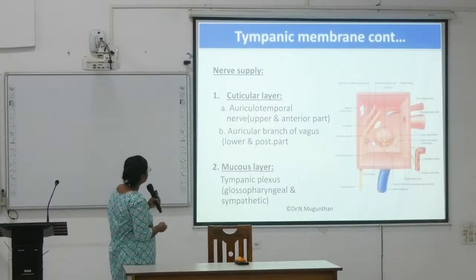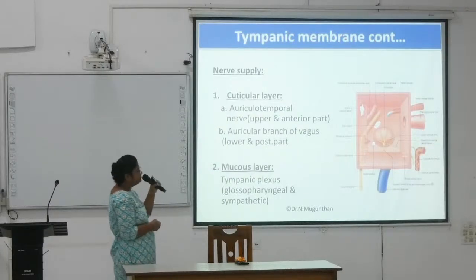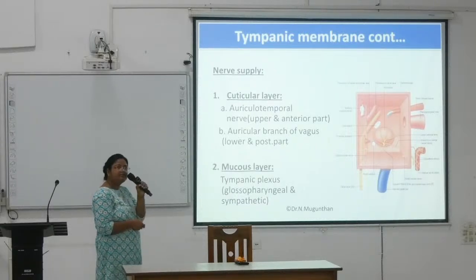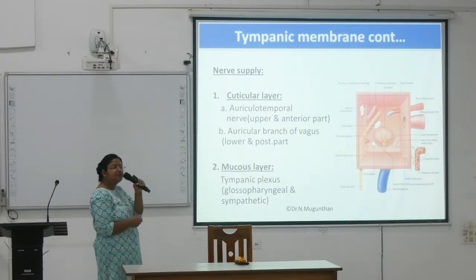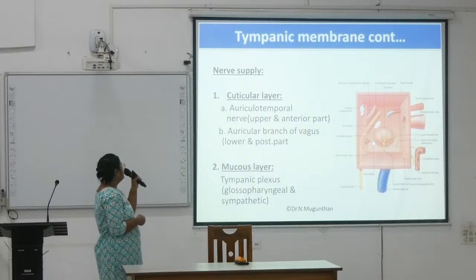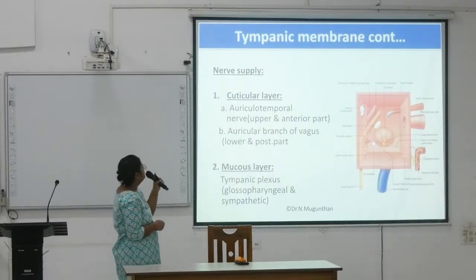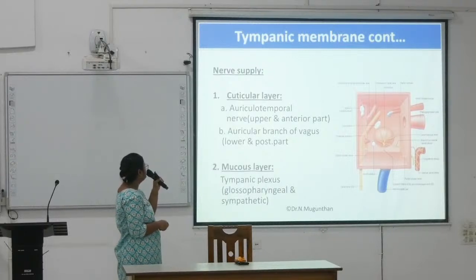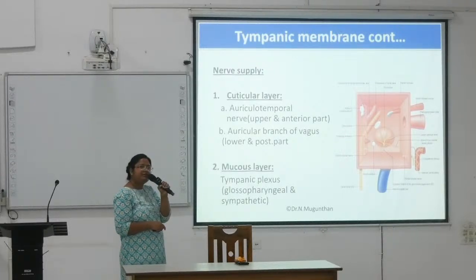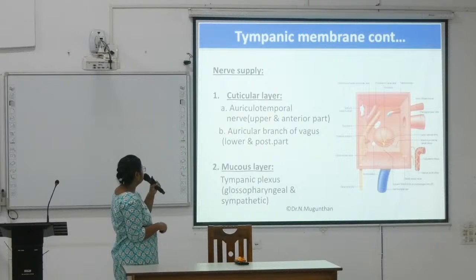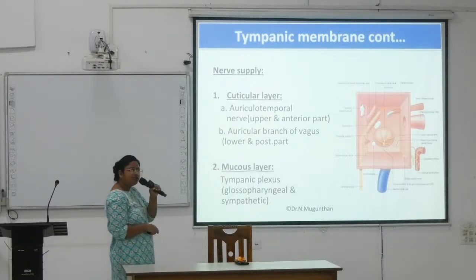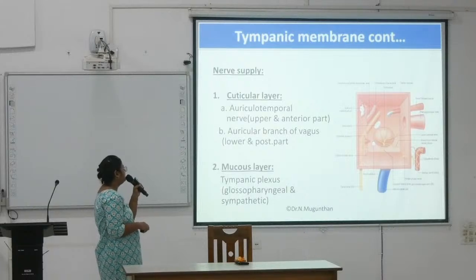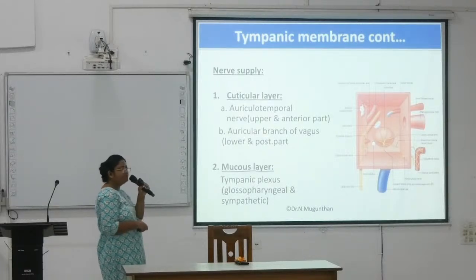Okay. Next we go to the nerve supply. The cuticular layer, the outer skin layer continuous with skin, is supplied by the auriculotemporal nerve in the upper and anterior part, and the auricular branch of the vagus in the lower and posterior part. Next is the mucous layer, the innermost layer. It is supplied by the tympanic plexus formed by glossopharyngeal nerve fibers and sympathetic fibers.